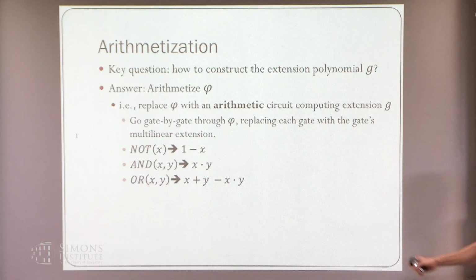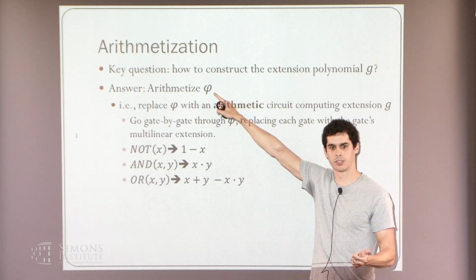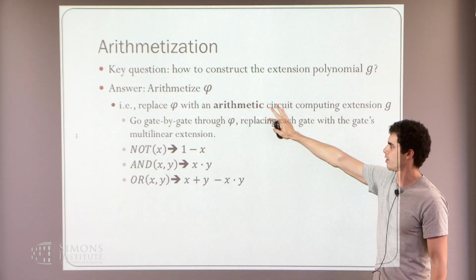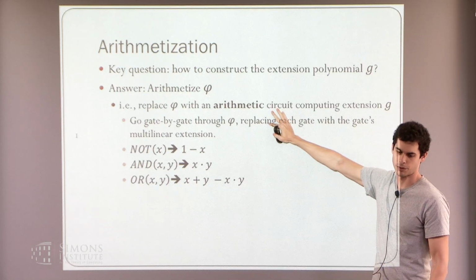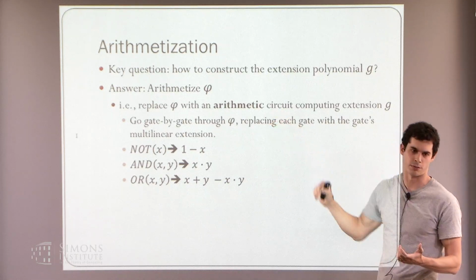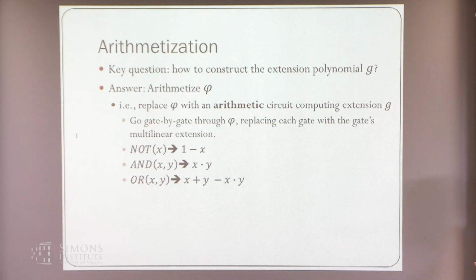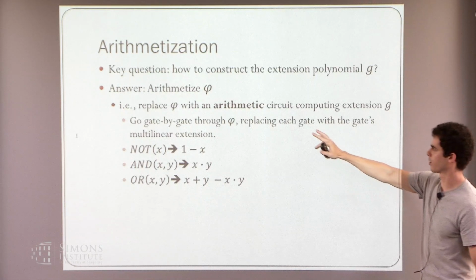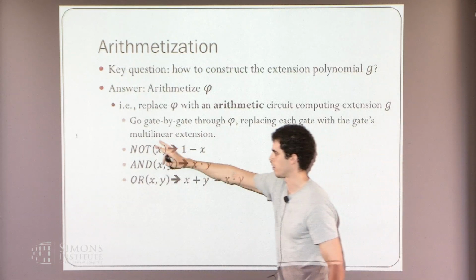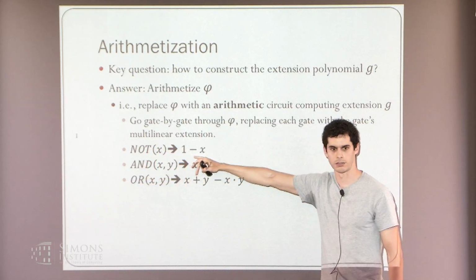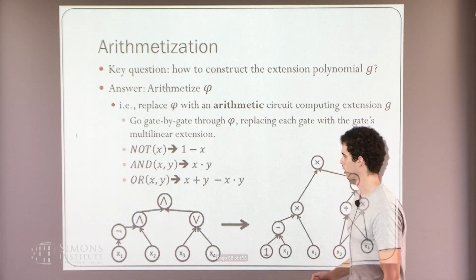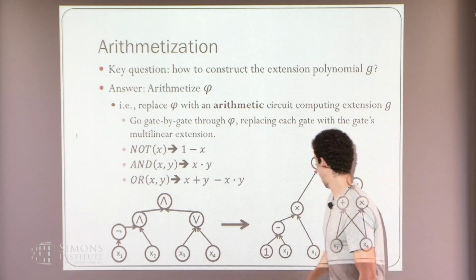It replaces the Boolean formula phi, whose gates are and, or, and not, and turns it into what's called an arithmetic circuit. An arithmetic circuit is a circuit whose inputs are entries of a finite field, and whose gates compute addition and multiplication over the field. The way we get it is we replace each Boolean gate of phi with the multilinear extension of the function computed by that Boolean gate. Okay, so let's see a picture of this. That's what we've done here.